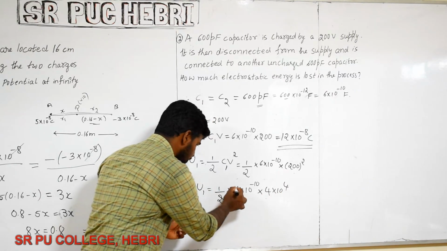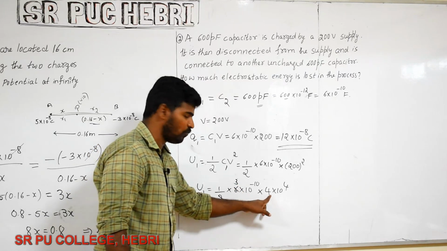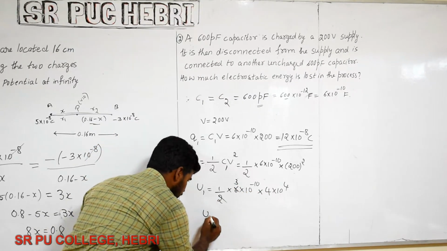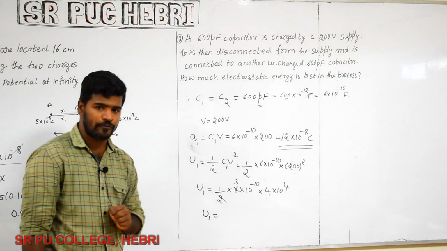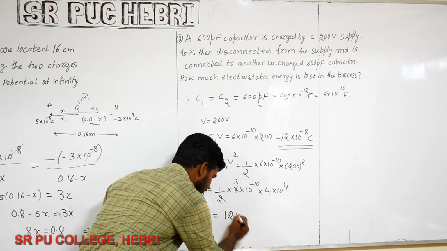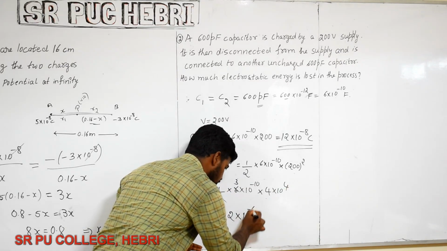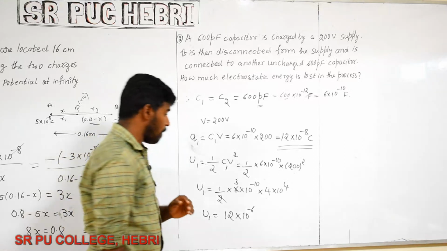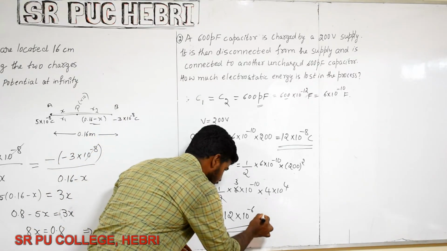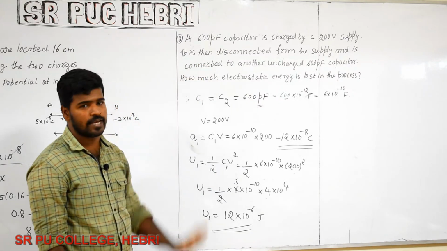Now 2 ones are 2, 2 threes are 6, and 3 into 4 is 12. Therefore U1 is equal to 12 into 10 raised to the power minus 10 plus 4, that will be 12 into 10 raised to the power minus 6. The energy unit will be joule. This is the answer for the first sentence they have given.